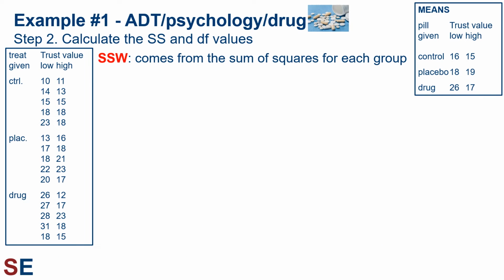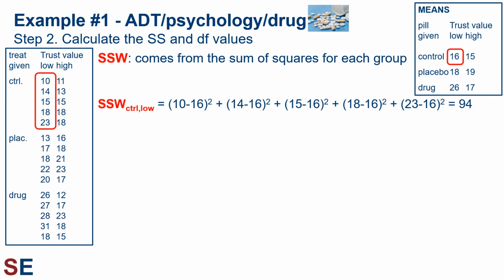The next sum of squares value is the sum of squares within, which comes from the sum of squares for each group, where the values are all compared to the mean for their group. This was one reason to save the means from before. For example, the sum of squares within for the control treatment, low trusting group, would use the 5 values in that group compared to the mean of 16 for that group. This is 10 minus 16 squared plus 14 minus 16 squared plus 15 minus 16 squared plus 18 minus 16 squared plus 23 minus 16 squared for a total of 94.